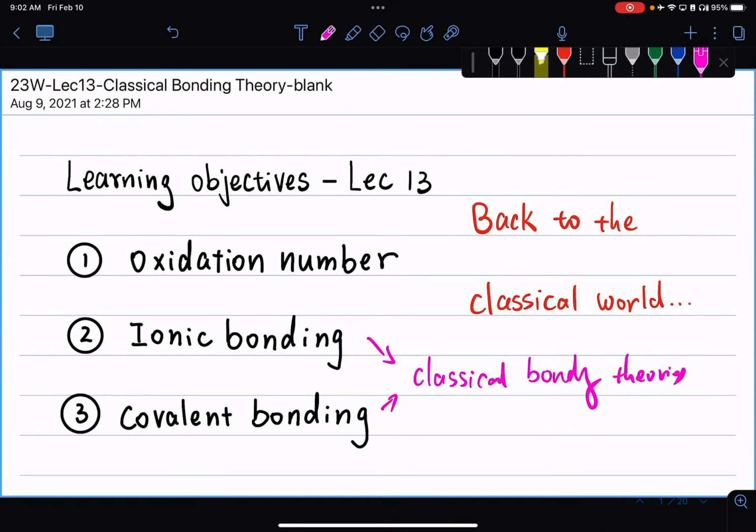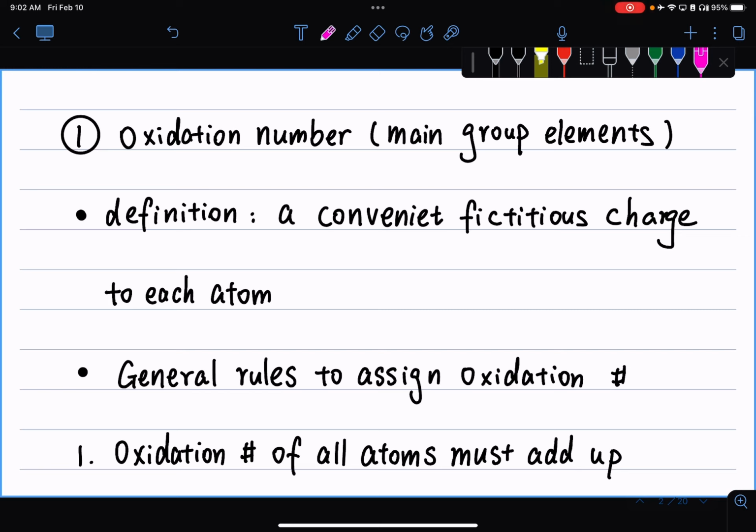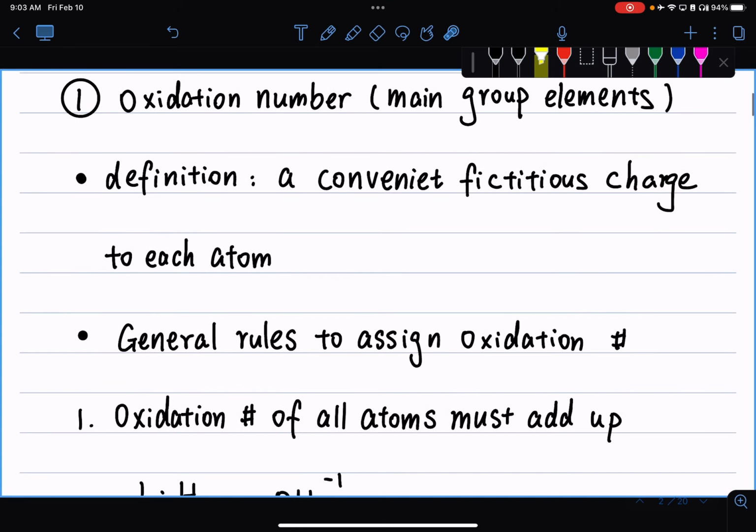with the oxidation number. We'll focus on the oxidation number for main group elements first. Well, for this class, the transition metals are a little bit more complicated because they have so many possible oxidation numbers available. And for this class, we'll just skip the transition metals for the oxidation number and just focus on main group elements. So first thing first, what is oxidation number?